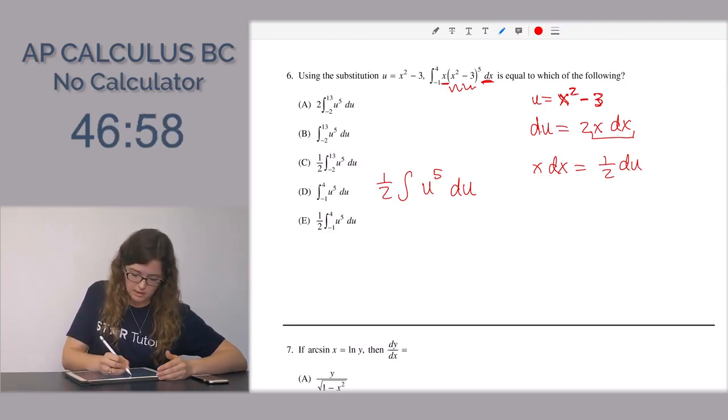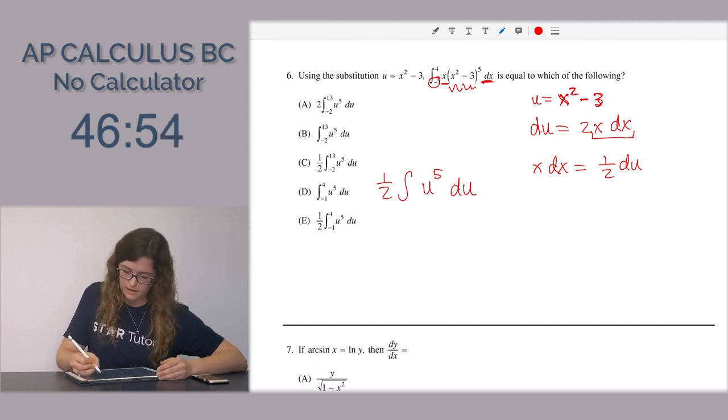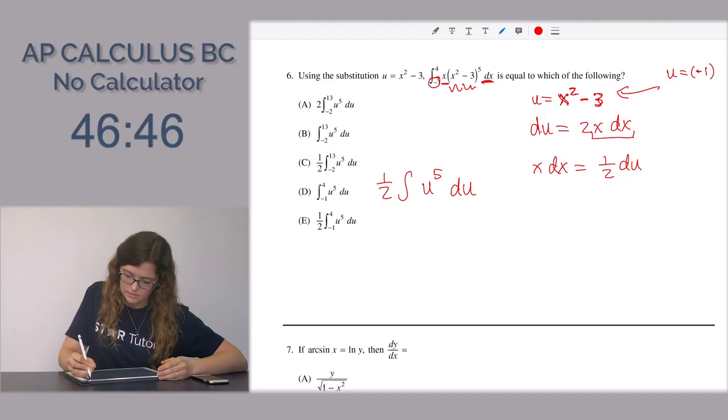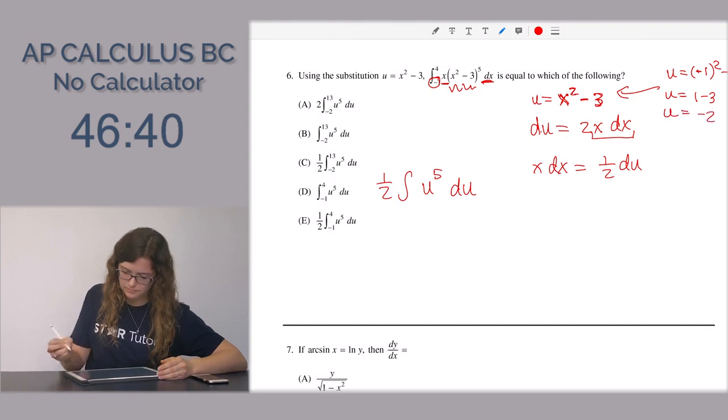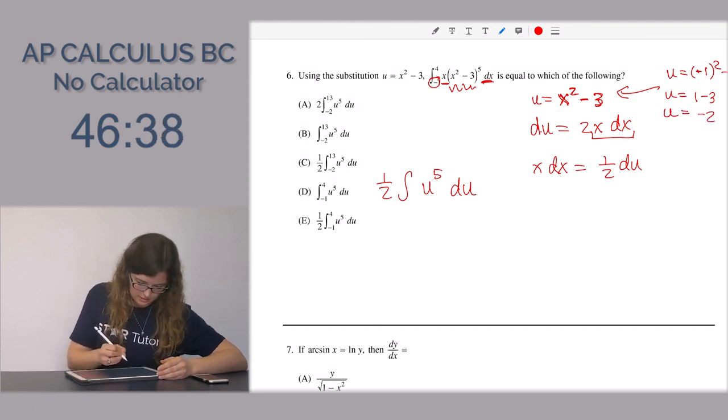So what I do is I say, well, I started at x equals -1, and I want to know where my u will start. So I plug into this expression for u -1. So I have u equals -1 squared minus 3. So this is u equals 1 minus 3. U equals -2 is where I should start.